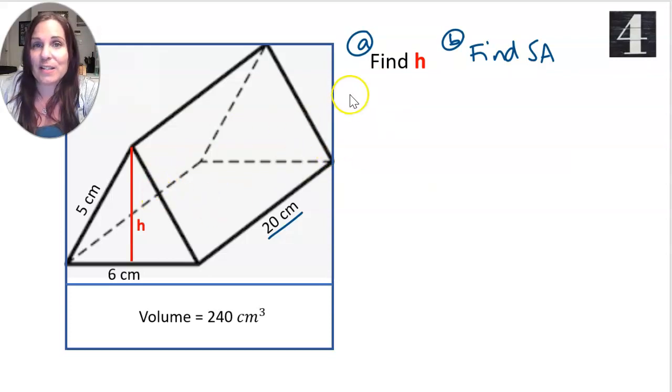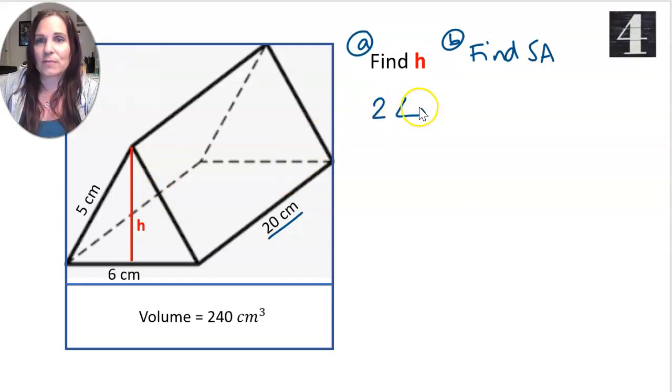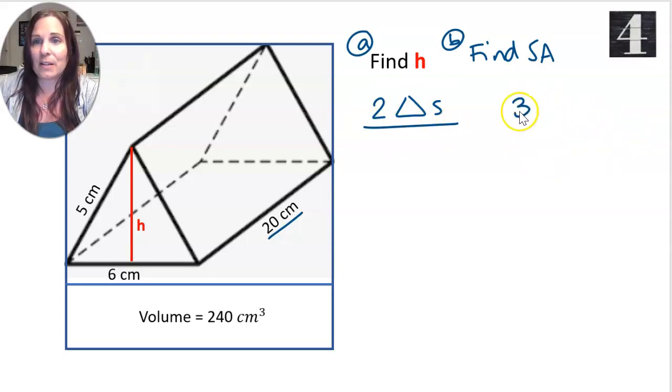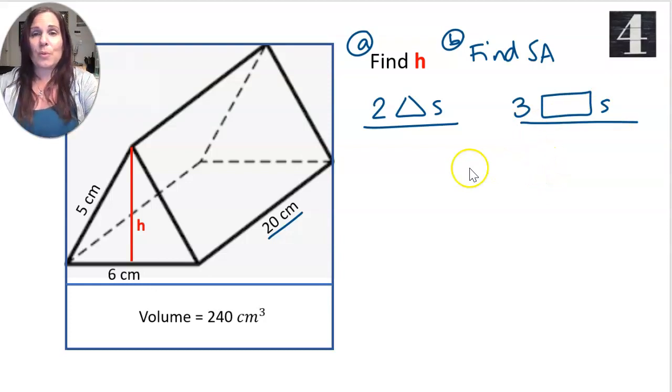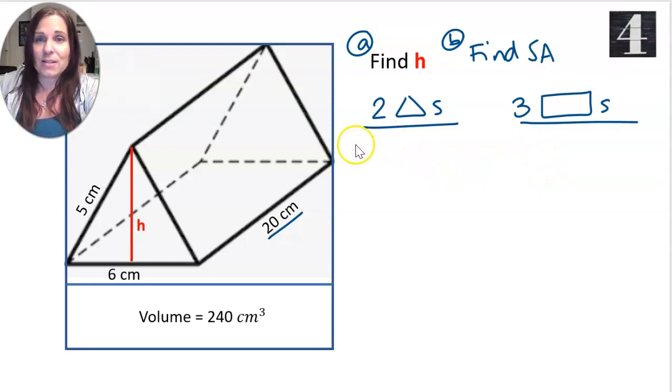So if I look at the faces that I've got on my prism, I have 2 triangles, right? And then I've also got 3 rectangles, right? So let's look at the 2 triangles first. We know that the area of a triangle is base times height divided by 2. So the base of my triangle is 6. The height of my triangle is 4, because we just found that, divided by 2.